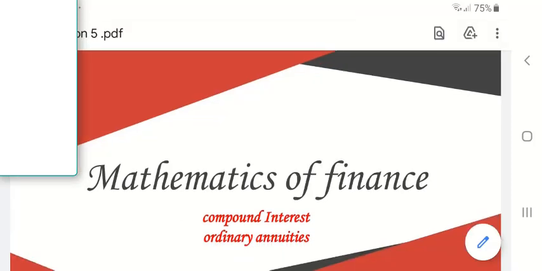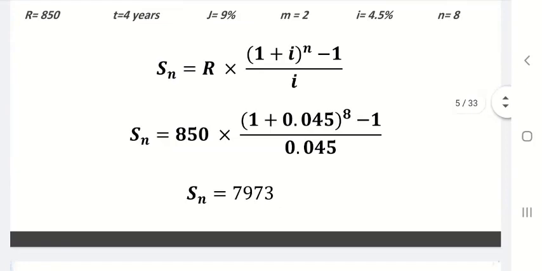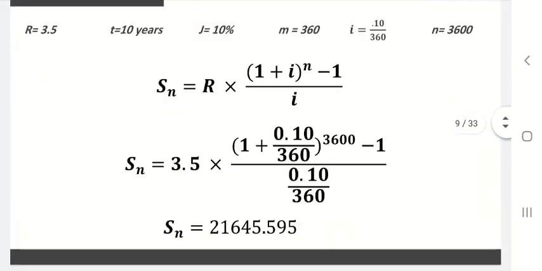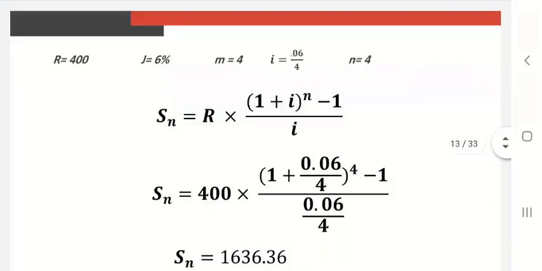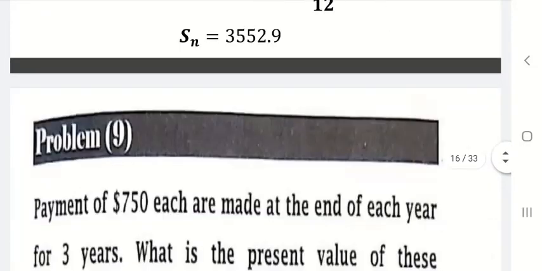Today inshallah we will resume talking about mathematics of finance, compound interest, ordinary annuities, and we will get the present value. We will start with problem number 9.